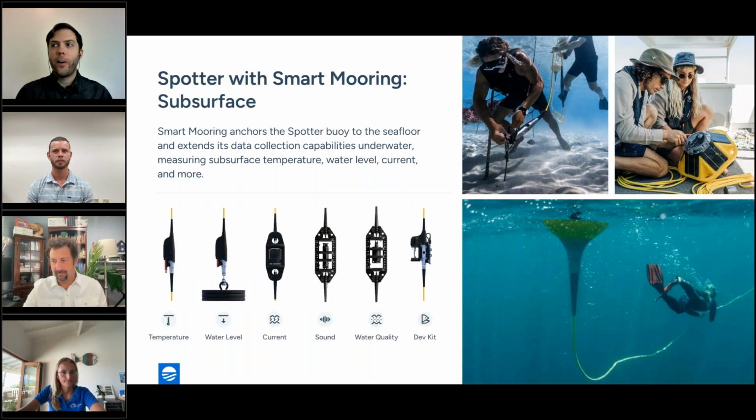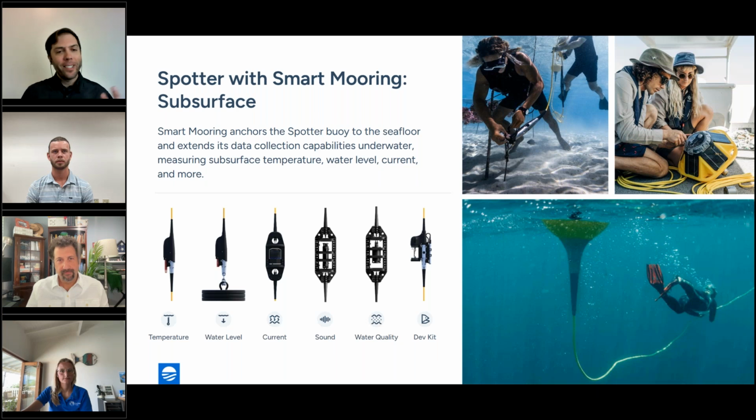My favorite part of the Spotter is all the subsurface sampling that it can do. Rather than using just a poly line down to an anchor, you can use a smart mooring, which is a digital interface I'll talk about in a second. We have added a couple of different capabilities to it. We've partnered with RBR to bring you temperature, pressure, the combo of the two, and anything really on the Coda 3 series. We've partnered with Aanderaa to bring you the single point current.